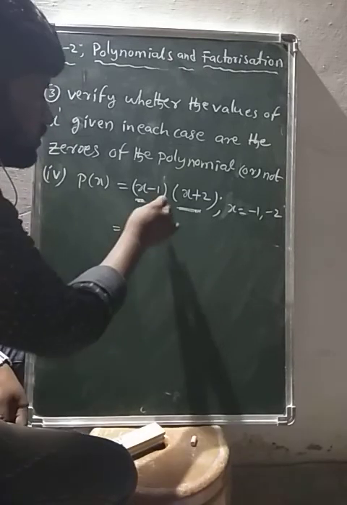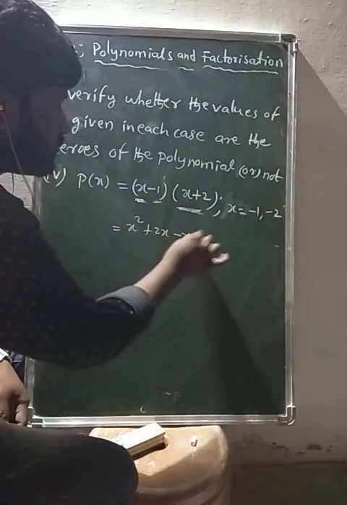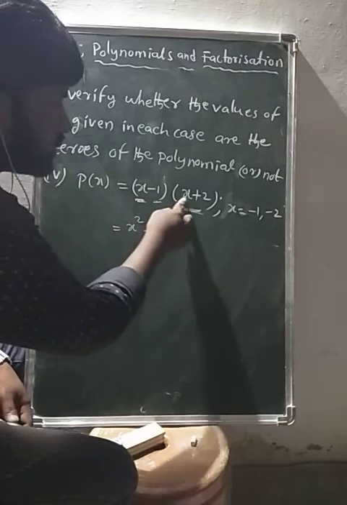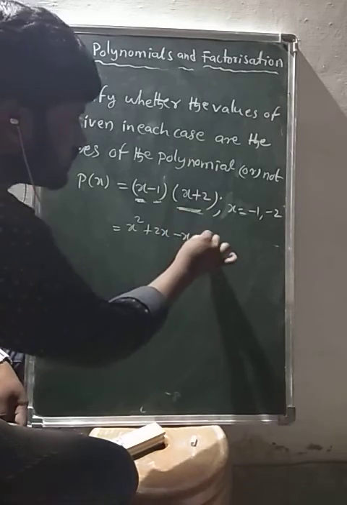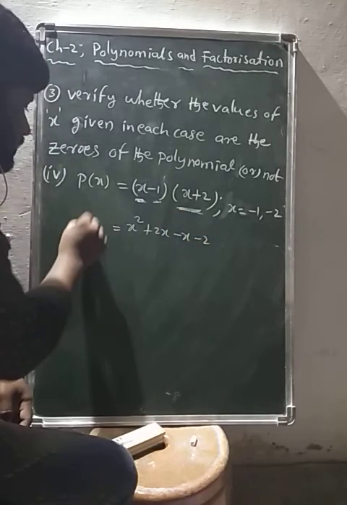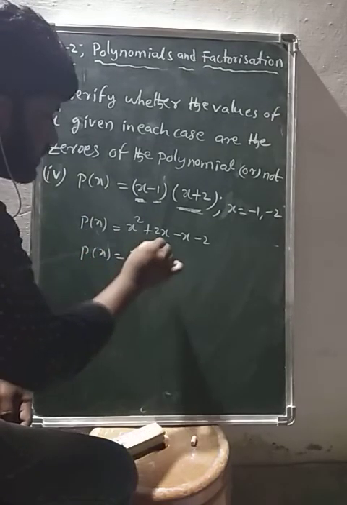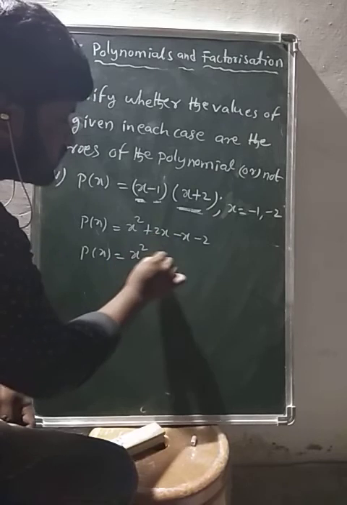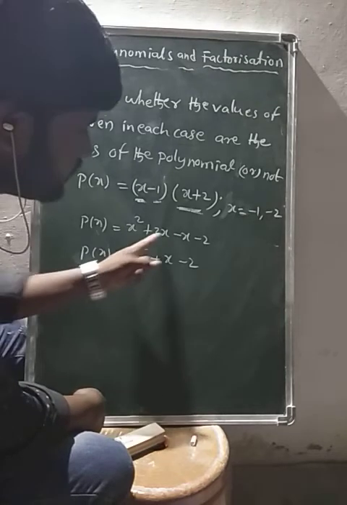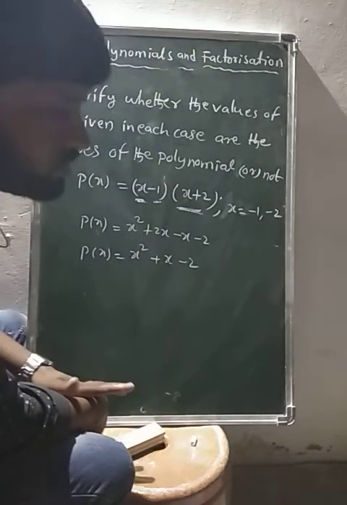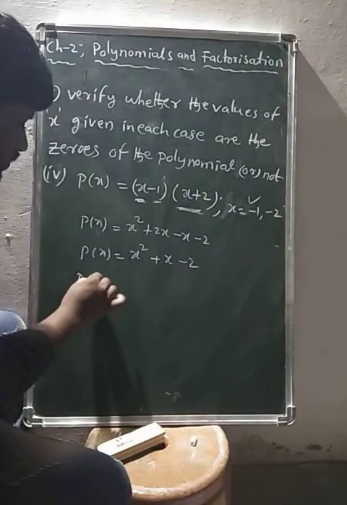Next, with minus 1 I am multiplying the complete bracket. Minus 1 into x is minus x. Minus 1 into plus 2 is minus 2. So we get p of x equals x square plus 2x minus x, that is plus x, minus 2. Now in the place of x I am going to replace minus 1, p of minus 1.